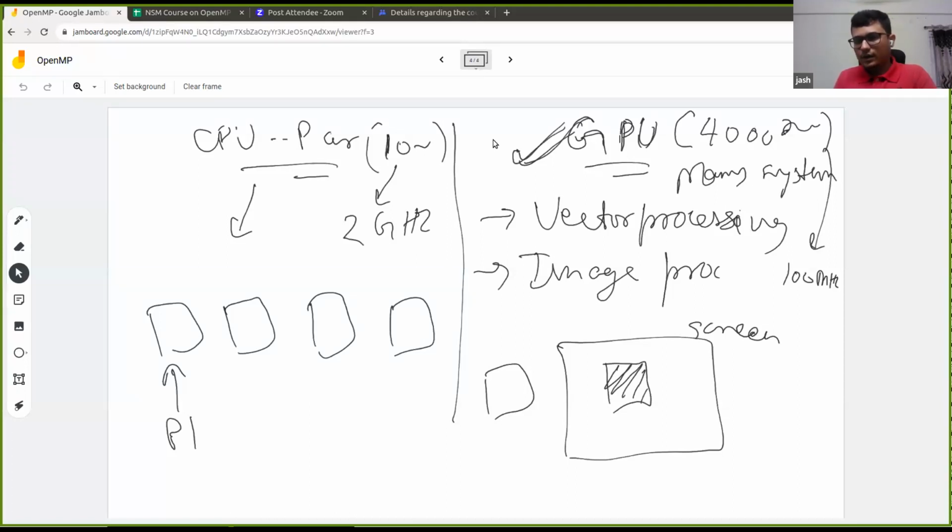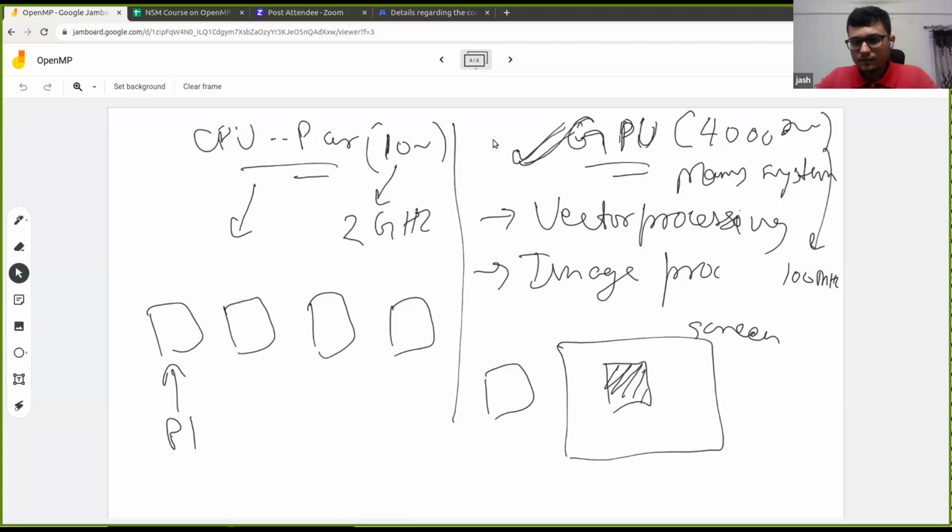You can do it either way, either on CPU or GPU. The only thing is the performance. Any operation you can do on GPU nowadays. Okay, sir, got it. Thank you. Okay. Any other questions?